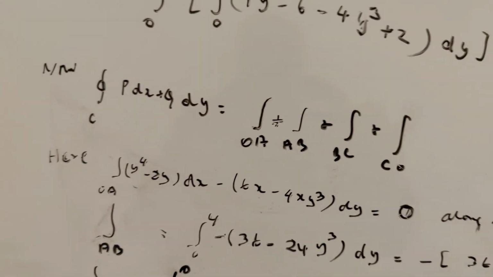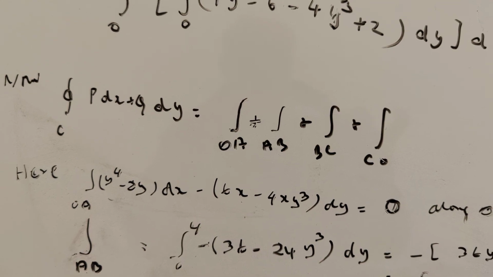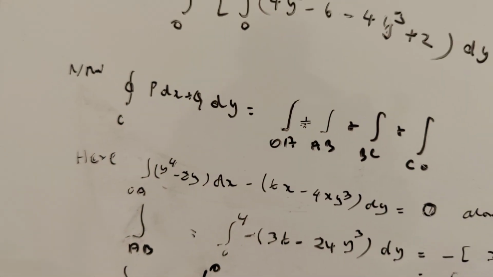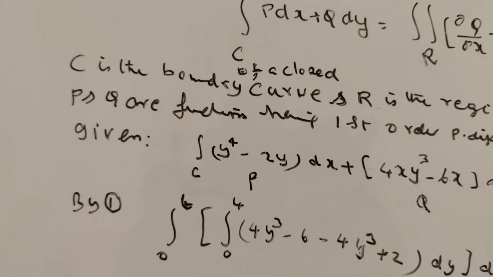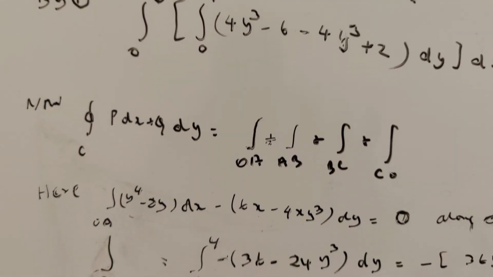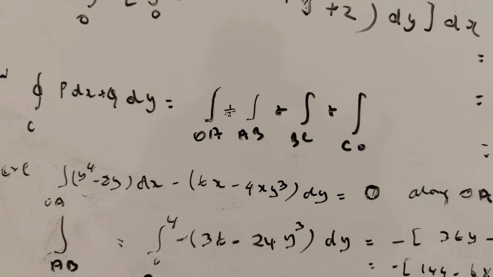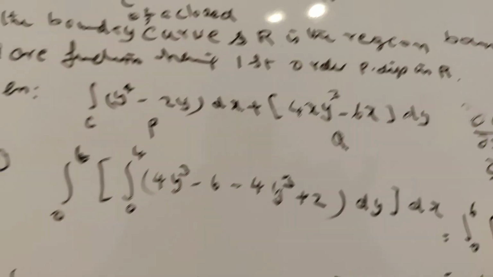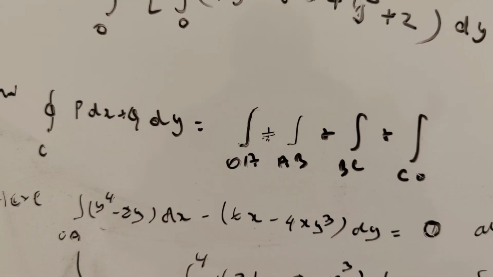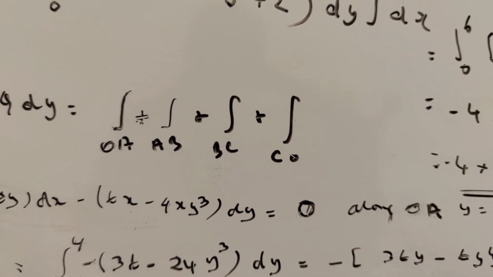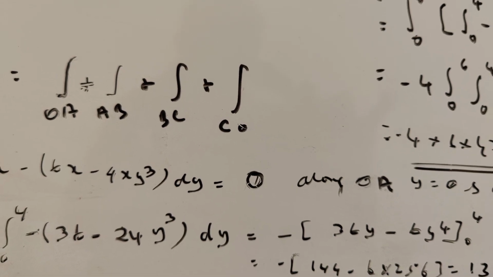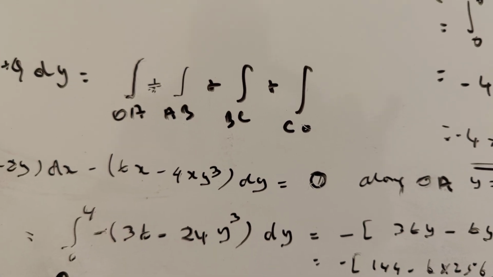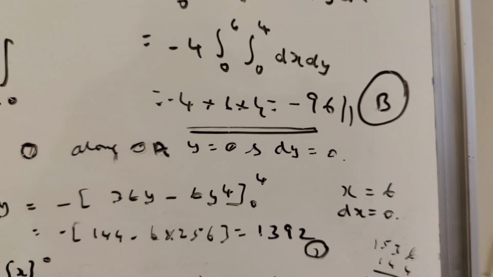Now let me verify whether the left hand side, using the line integral, results in the same value, namely minus 96. This line integral over C is nothing but the line integral over every side of the rectangle, that is OA, AB, BC and CO. So the integral over C of P dx plus Q dy is equal to the integral over OA plus the integral over AB plus the integral over BC plus the integral over CO. We have to calculate all these line integrals and sum them up, and verify whether this value is equal to minus 96.